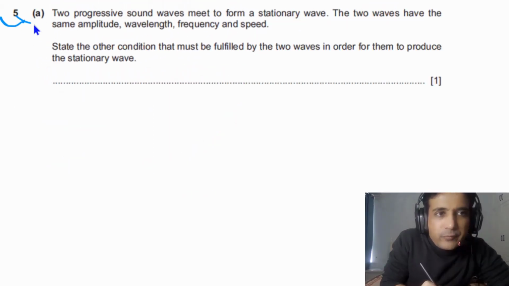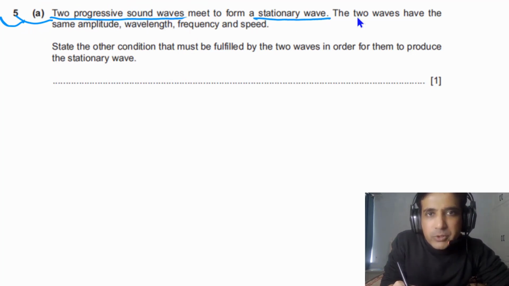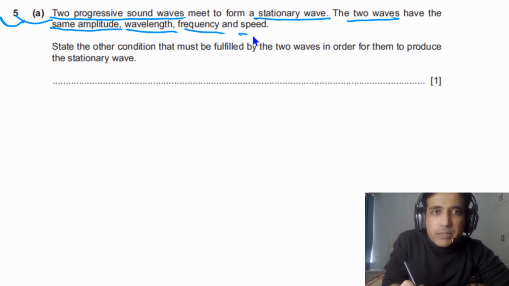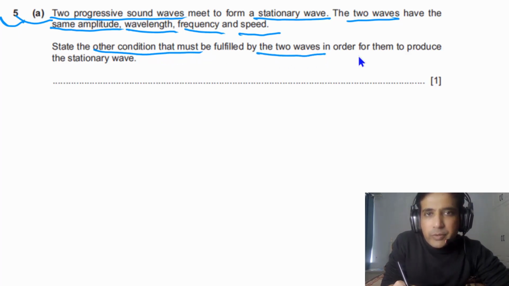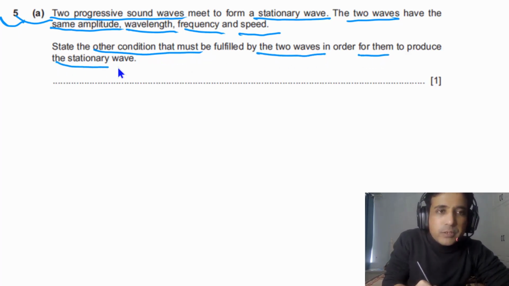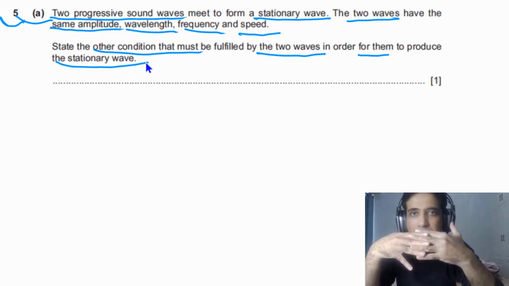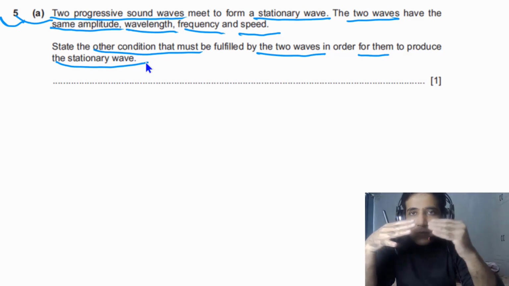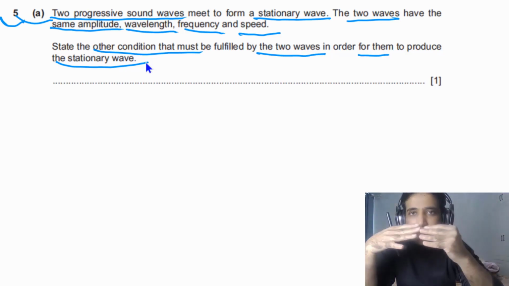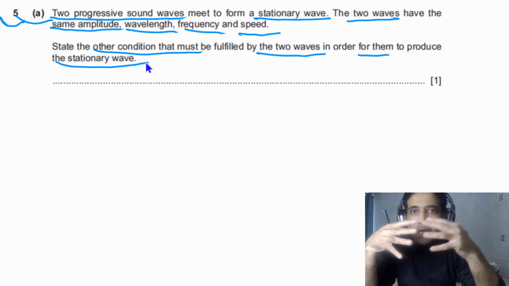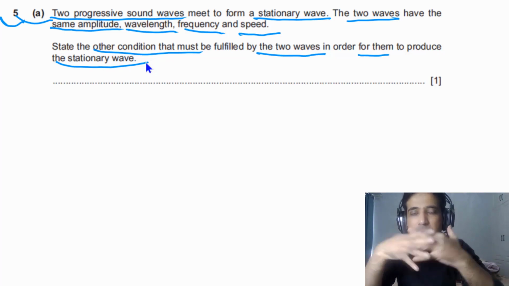For question number 5, part A, it is given to us two progressive sound waves meet to form a stationary wave. The two waves have the same amplitude, wavelength, frequency, and speed. State the other condition that must be fulfilled by the two waves in order for them to form a stationary wave. Two progressive waves can form a stationary wave if they have the same speed, amplitude, wavelength, and frequency. Only if these two waves are traveling in opposite directions, then they can form a stationary wave.